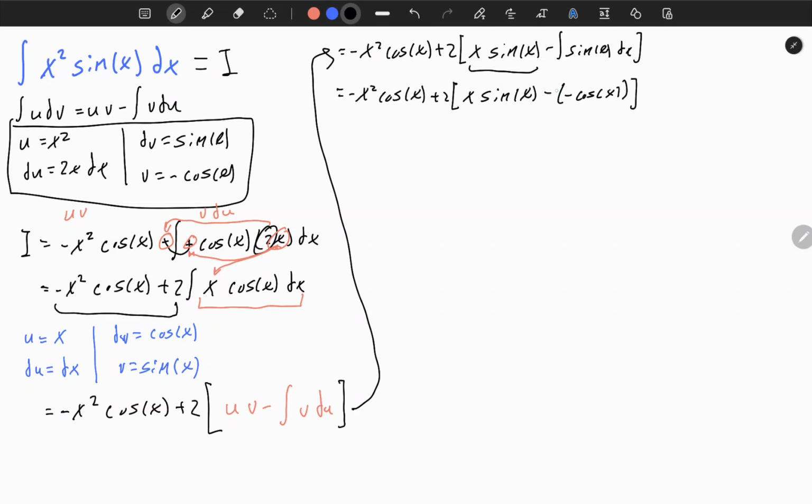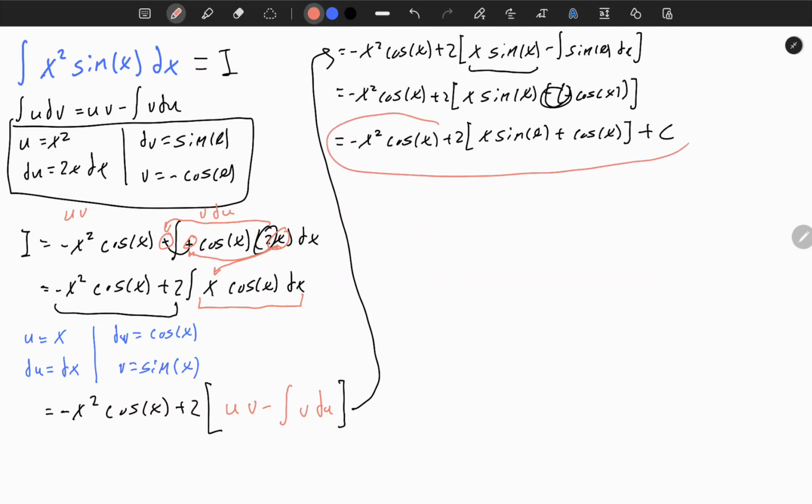And since there's two negatives here, we can just go ahead and multiply them together and make them into a positive. And then that will be x sine x plus cosine x plus our constant of integration. And that is your final answer.